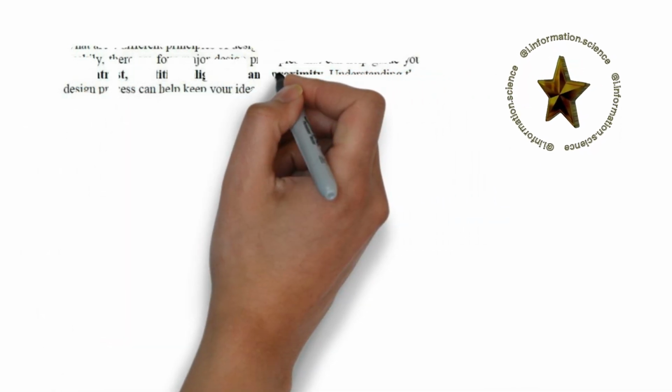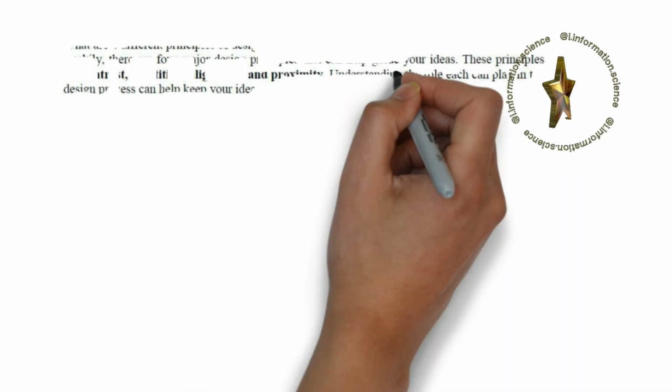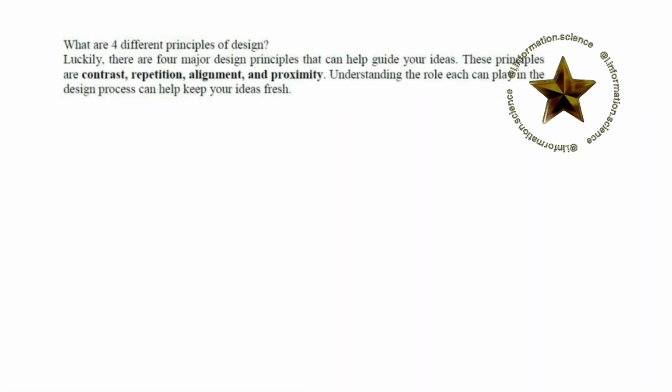What are 4 different principles of design? Luckily, there are 4 major design principles that can help guide your ideas. These principles are contrast, repetition, alignment, and proximity. Understanding the role each can play in the design process can help keep your ideas fresh.